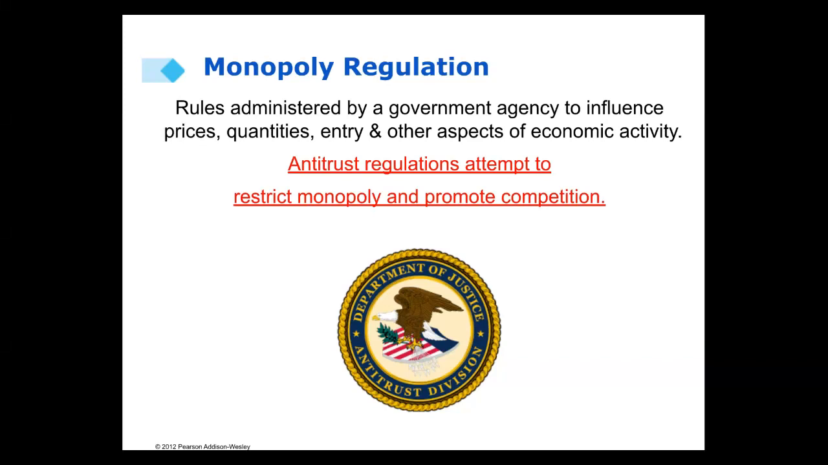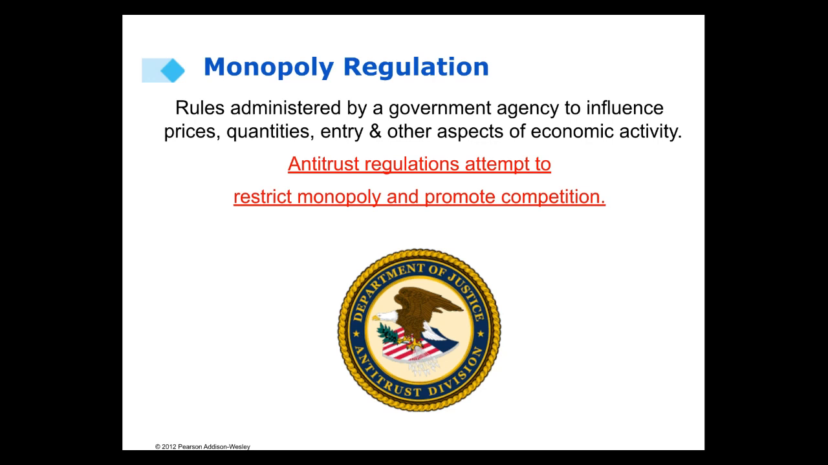First of all, there's an agency in the Department of Justice called the Antitrust Division, and they work to attempt to restrict monopoly and promote competition. There are laws against being a monopolist. There are certain behaviors that firms cannot engage in, such as price fixing or working with their competitors to set prices. And there are a number of activities and behaviors that firms are not allowed to engage in. If the Justice Department feels that you're engaging in those activities, they will prosecute you. They will sue you for violating the antitrust laws that have been passed by Congress.